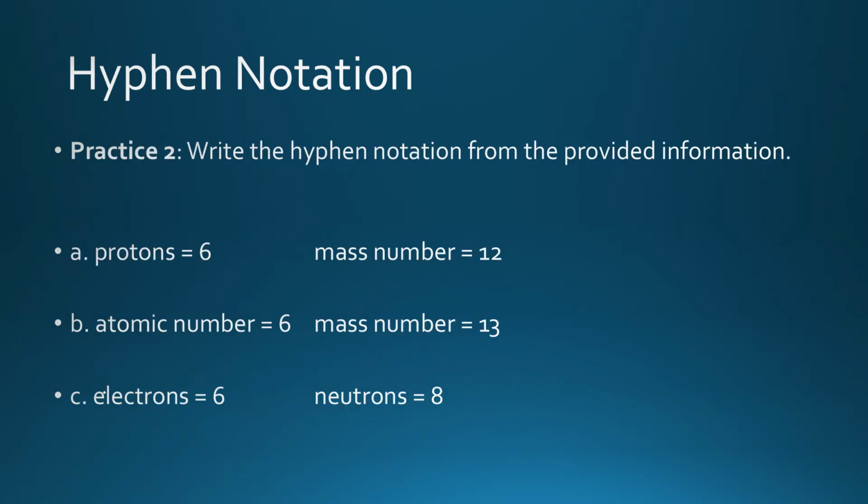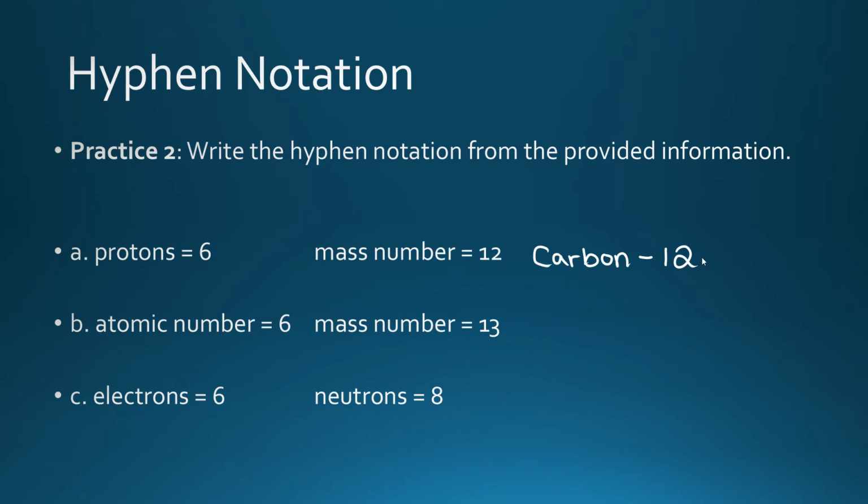So now I give you some parameters and we're going to write the hyphen notation based on what I give you. So in letter A, I tell you that this isotope has 6 protons and its mass number is 12. So you need to figure out the name of the element, and you do that from protons. That's the same thing as atomic number. So going to the periodic table, that is carbon. Again, after the hyphen is always your mass number, which in this instance is directly given to you. So this is the isotope carbon-12.